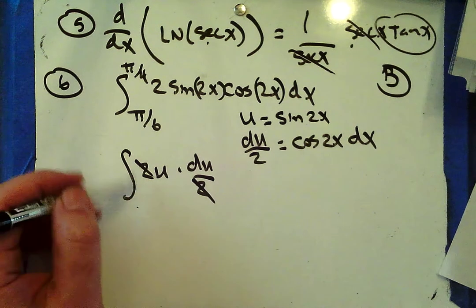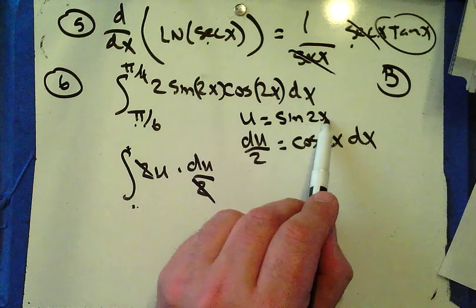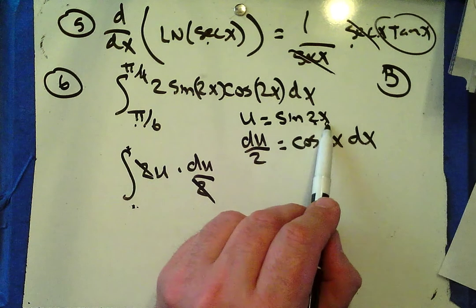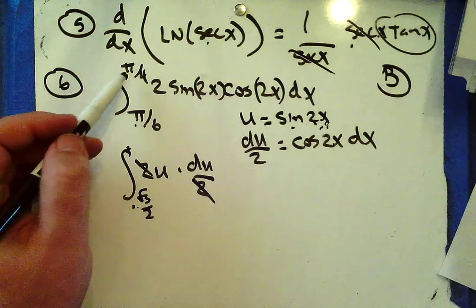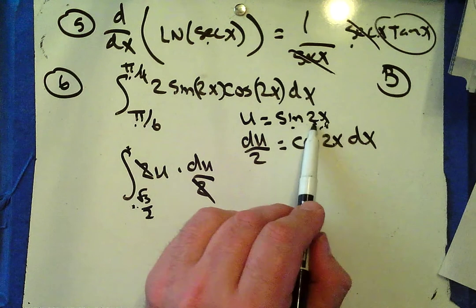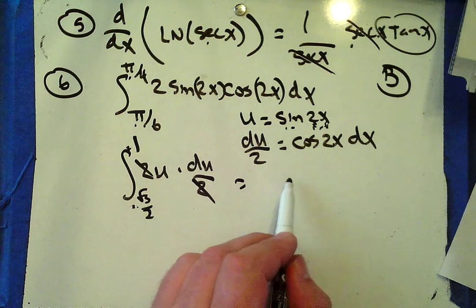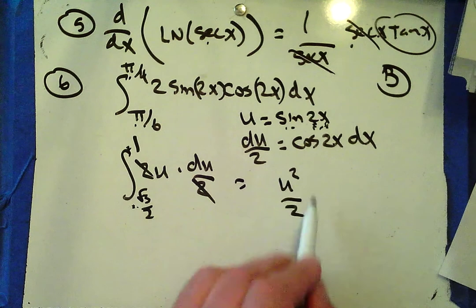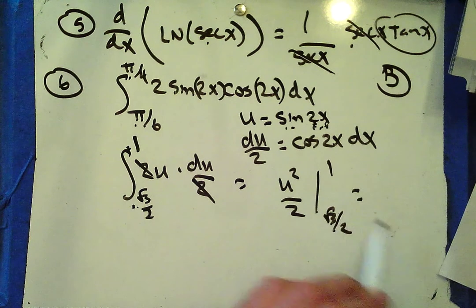Let's use some u bounds here. If I plug in this x value, 2 times pi over 6 is pi over 3. The sine of pi over 3 is root 3 over 2. And then I'll plug in a pi over 4. 2 times pi over 4 is pi over 2, and the sine of pi over 2 is 1. So my antiderivative here is going to be u squared over 2 from root 3 over 2 to 1.